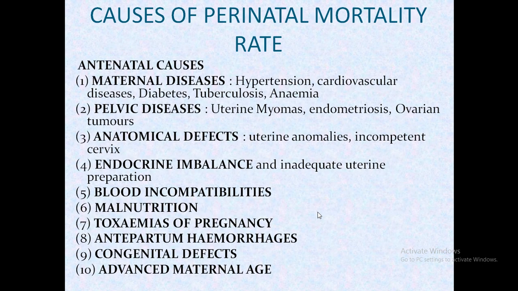And the causes of perinatal mortality are again divided into antenatal causes. Antenatal causes: one is maternal disease. If she is suffering from hypertension, any cardiovascular disorders, diabetes, tuberculosis, anemia, or any pelvic diseases like uterine myomas, endometriosis, ovarian tumor, or anatomical defects like uterine anomalies and incompetent cervix. Endocrine imbalance leads to inadequate uterine preparation, blood incompatibility, that is RH incompatibility, malnutrition, toxemia of pregnancy, antepartum hemorrhage, congenital defect, and advanced maternal age.